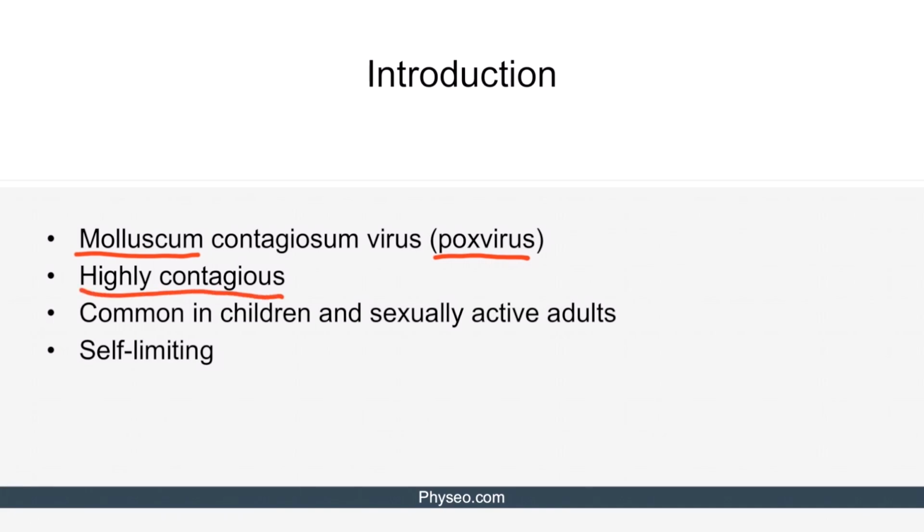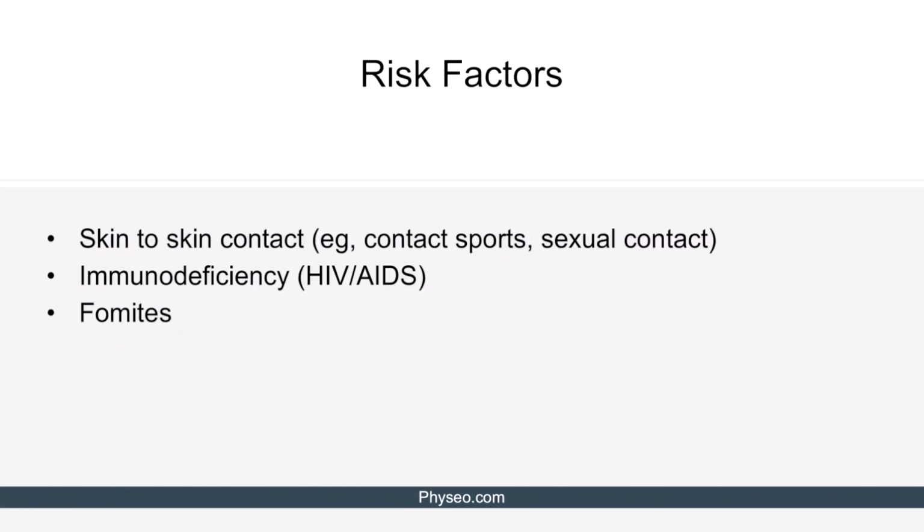Children less than 5 years and sexually active adults are commonly affected. This infection often requires no treatment because it's self-limiting. The main risk factor for the transmission is direct skin-to-skin contact, for example, in contact sports and sexual intercourse. Immunodeficient conditions like AIDS can also increase the risk of infection. And lastly, fomites can also be responsible for virus transmission.